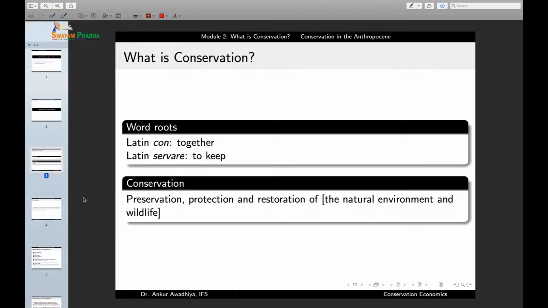Conservation in the context of wildlife and in the context of natural resources means the preservation, protection, and restoration of the natural environment and wildlife. So we are trying to do preservation, protection, and restoration. So there are three components of conservation: preservation, protection, and restoration. And we do the conservation of natural environment or natural resources and wildlife.